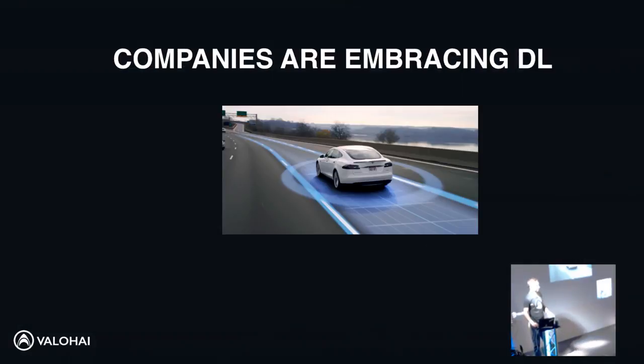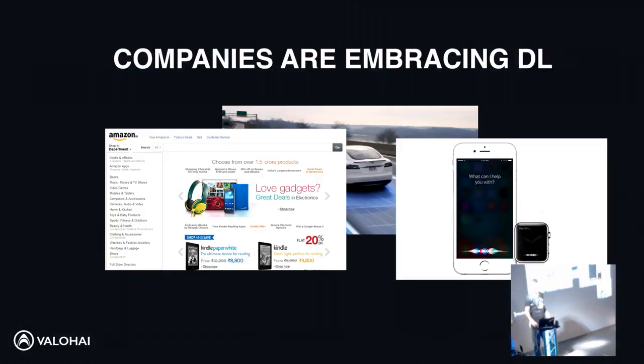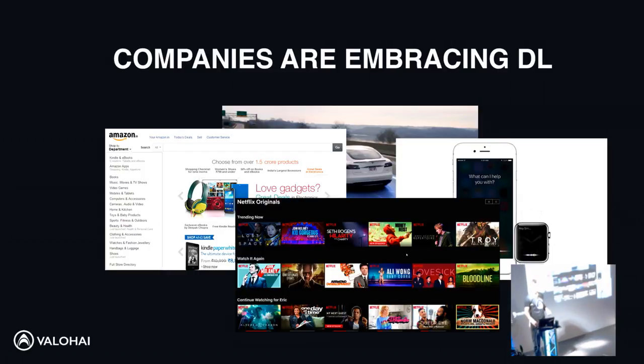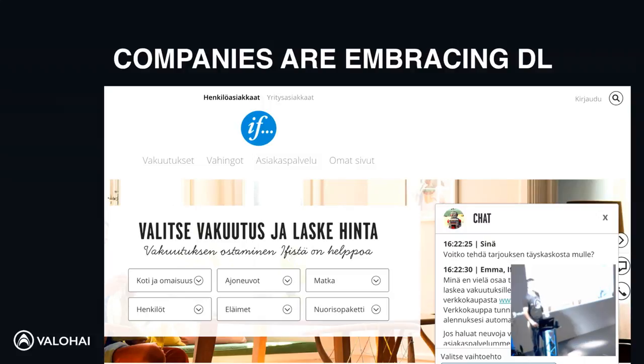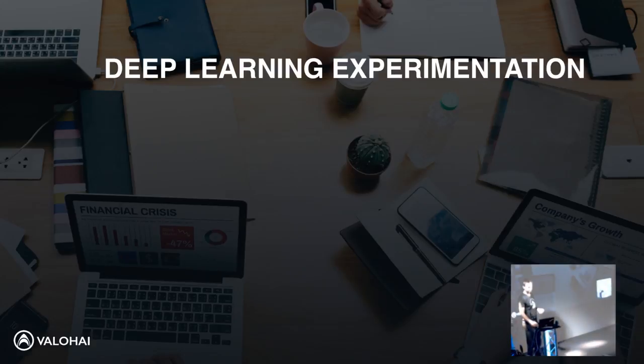So you've seen these examples like self-driving cars, recommendation engines, NLP, or image recognition, or chatbots. They're all sort of deep learning driven in some sense. But there's a difference between doing deep learning experimentation and doing it in production.